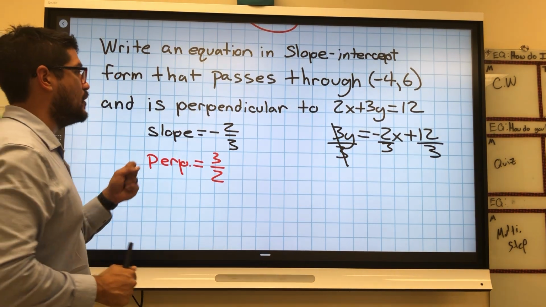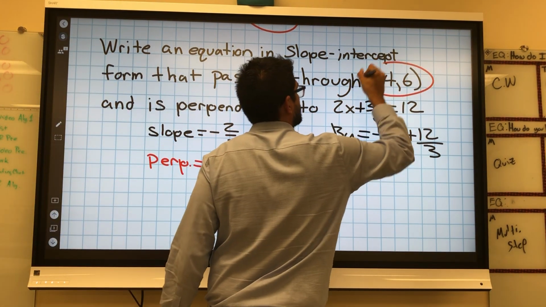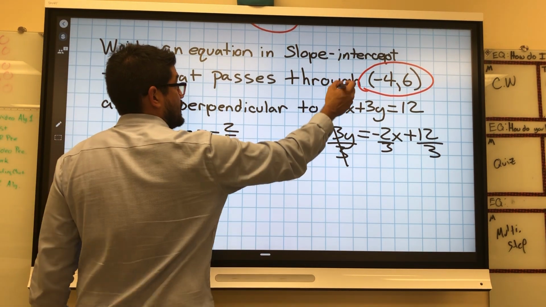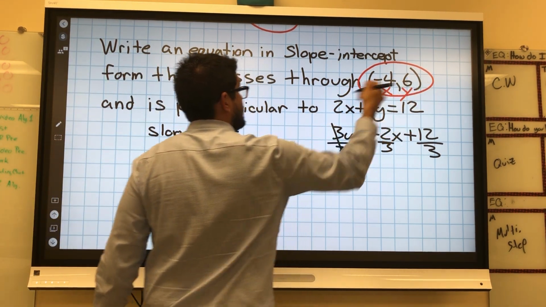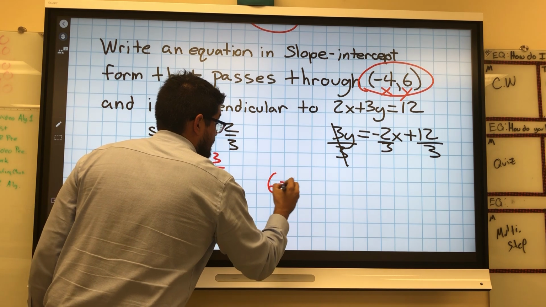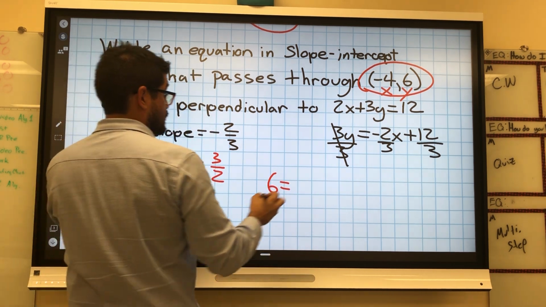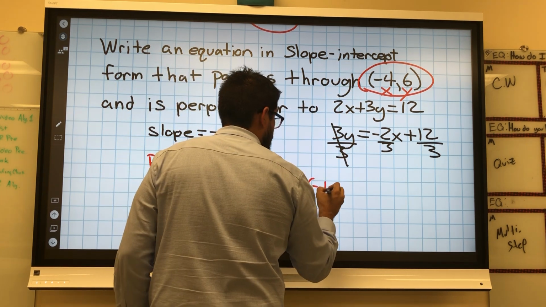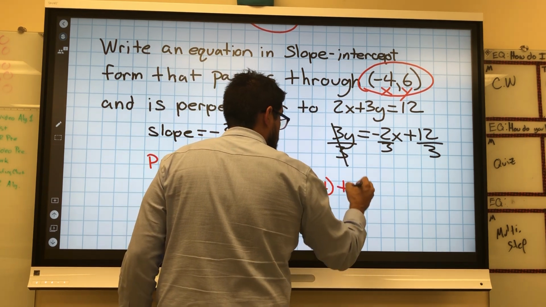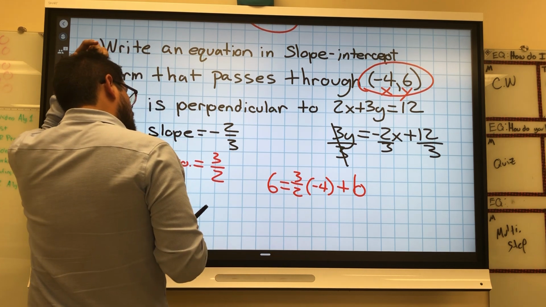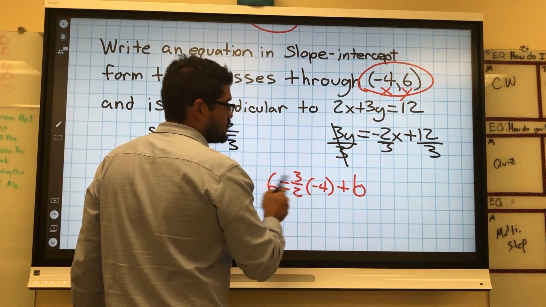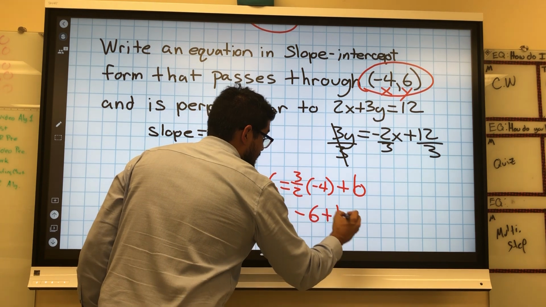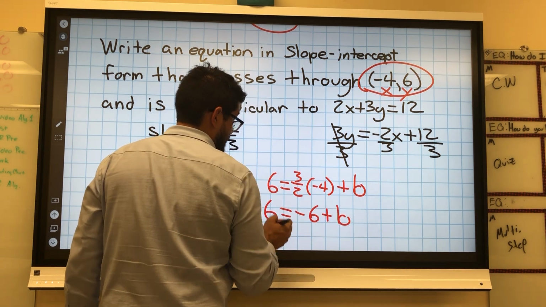So now I have the slope. They gave me a point. This is going to be very repetitive from the previous lesson. So here's my x, here's my y. I'm putting 6 in the formula. So 6 equals m, which is the slope, 3 over 2 times x, negative 4 plus b. Let's solve for b one more time. This is going to be negative 12 divided by 2. That's negative 6 plus b equals 6.